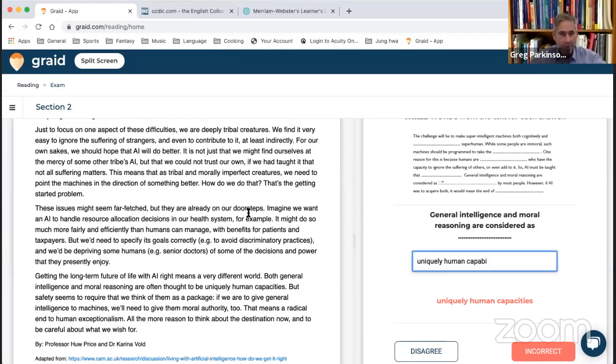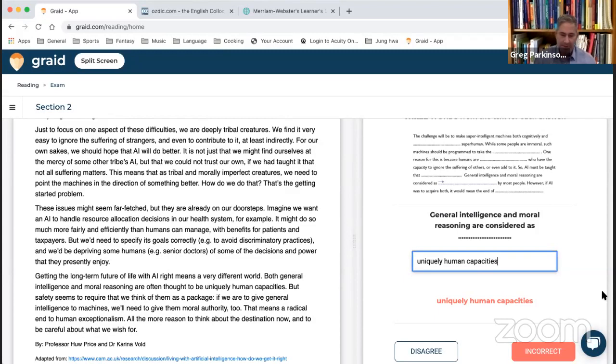So where are we? Uniquely human capacities. Oh, that's silly. Okay, so there we go. So as I mentioned, if you do spell something wrong, or if you put in the wrong word, you will be marked down. Obviously, that's a human error on my behalf.